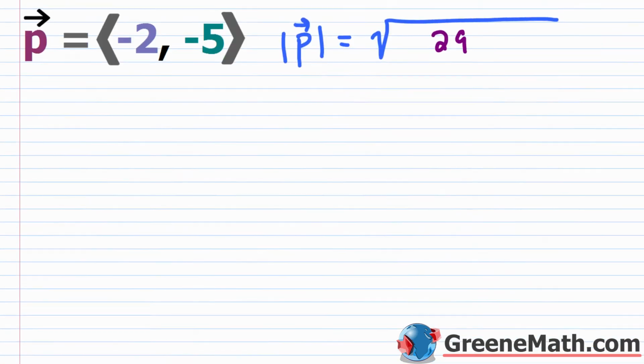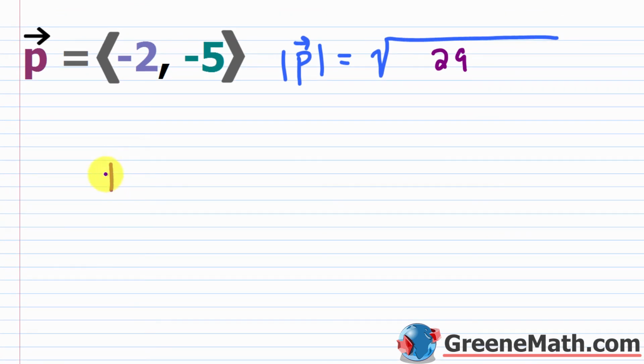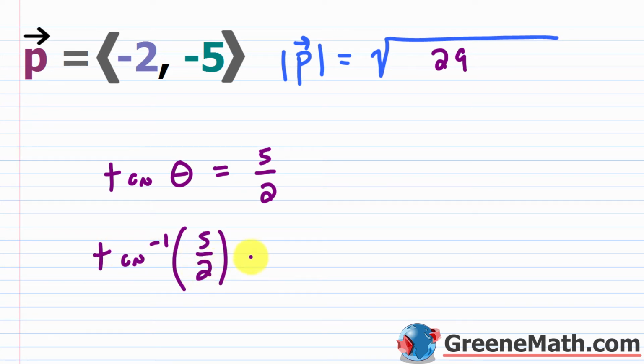So if I go back and think about this guy, the tangent of theta is equal to your y value, or your vertical component, which is -5, over your x value, or your horizontal component, which is -2. And so basically I could say the tangent of theta is really equal to 5/2. So if you do the inverse tangent of this 5/2, you're going to get something approximately, I'll go with 68.2 degrees. Again, I'm just rounding.